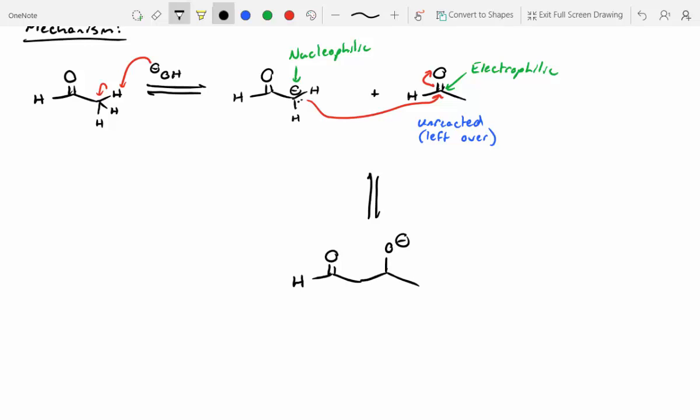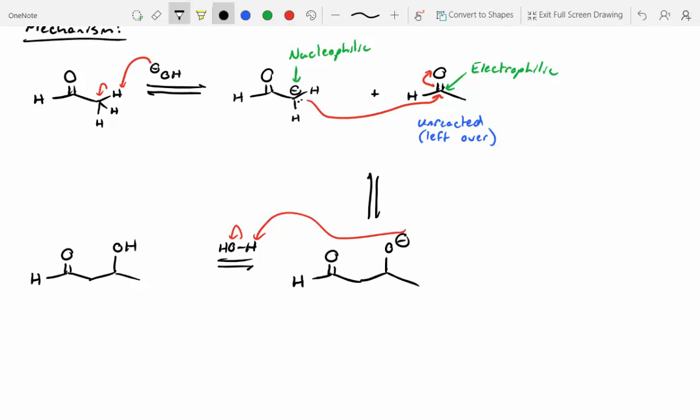All right, so now we've got our intermediate, and then we said that there's water around in this reaction. So if we've got water around, we can just protonate that alkoxide that we formed, and we can get our beta hydroxy aldehyde. And there we go.